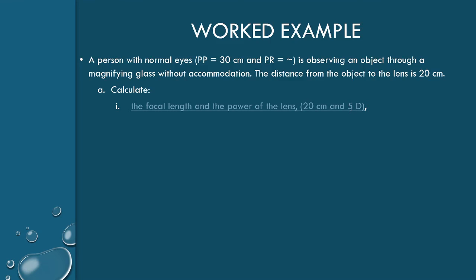Now let's move on to question II. Question II asks us to calculate the angular magnification and the distance from the image to the lens. Based on the answer key, the angular magnification must be equal to 1.5, and the distance from the image to the lens must be equal to infinity. Let's try to solve this problem.